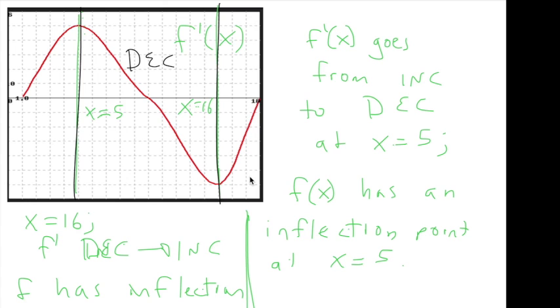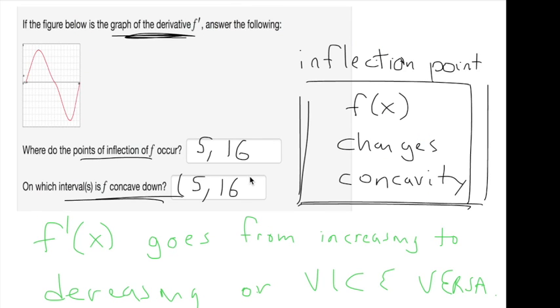Now, one thing to be careful about is you need to put this in with round brackets because we don't want to say that f is actually concave down at x equals 5. So we don't use square brackets. We use round brackets here. And that's it. That's how you do this problem.